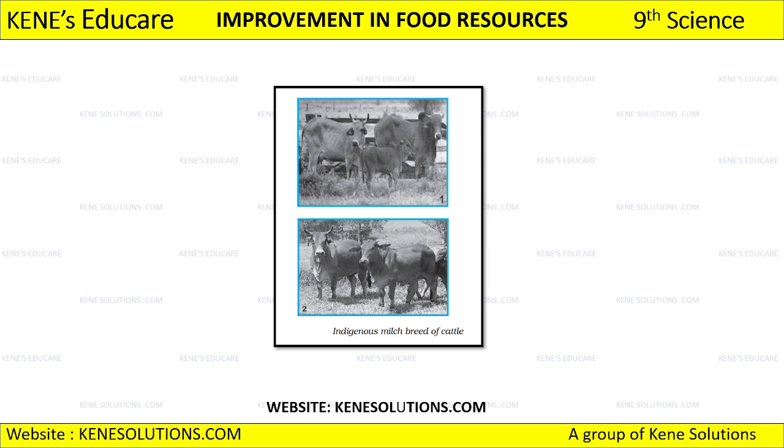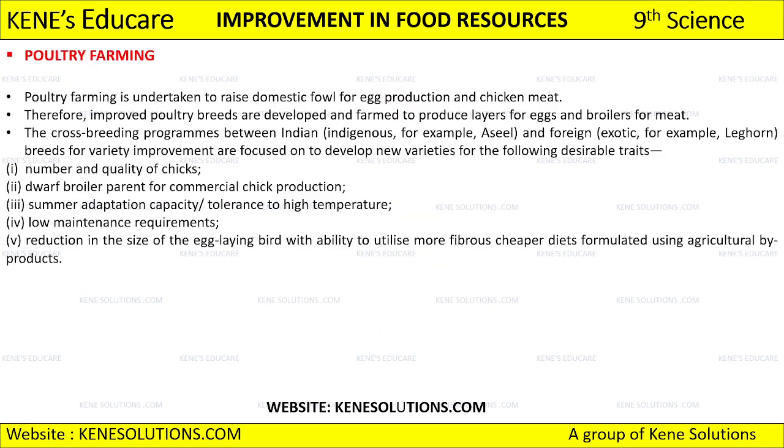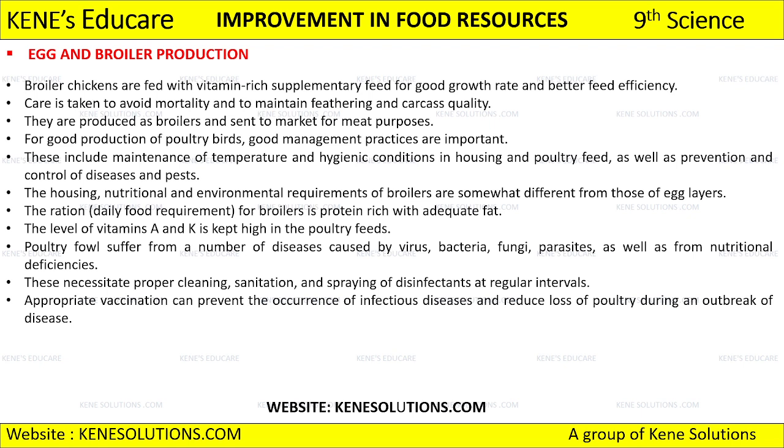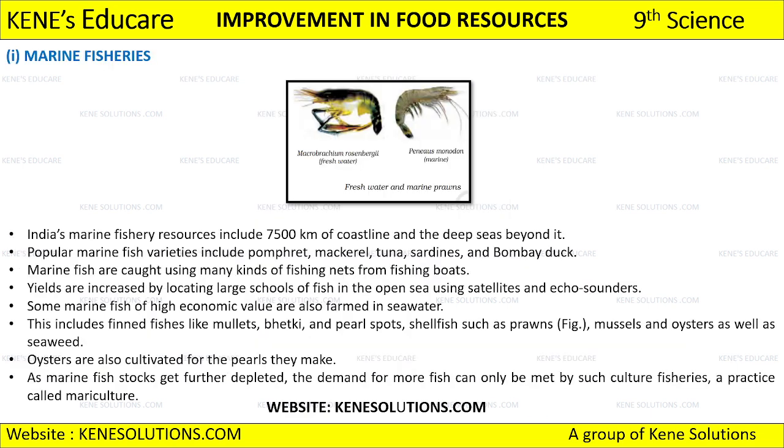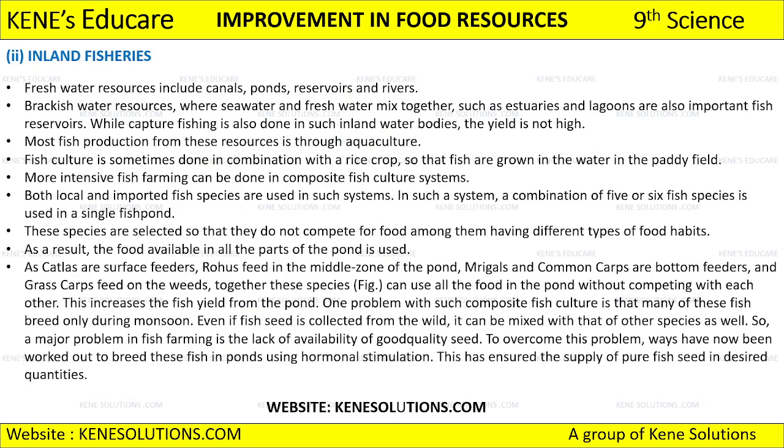After this, in the next class, I'm going to start with poultry farming in detail, where we will be studying egg and broiler production. After discussing this, we will be studying fish production. Under fish production, we have marine fisheries, which we'll discuss in detail. After marine fisheries, we have inland fisheries, so we will be discussing inland fisheries as well.